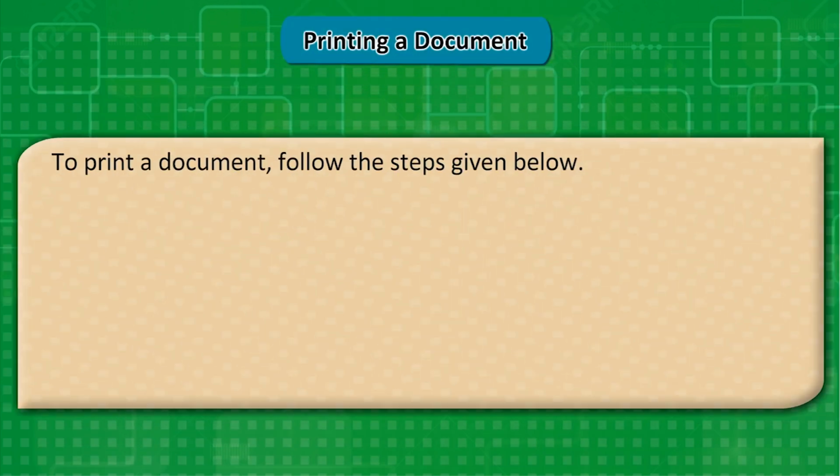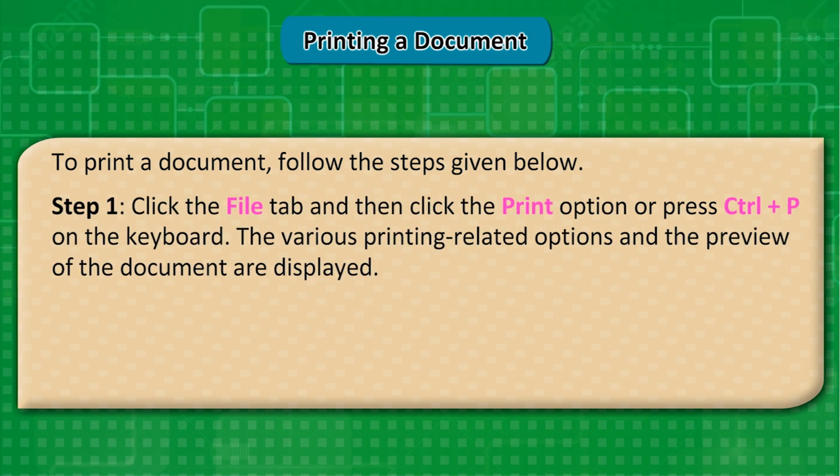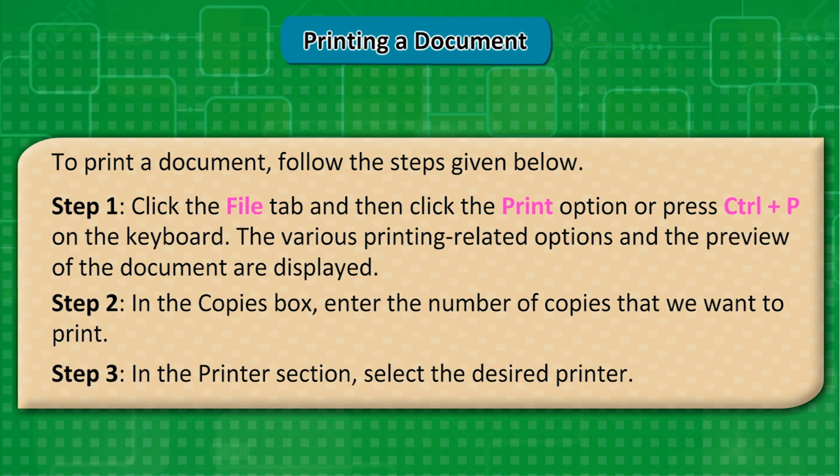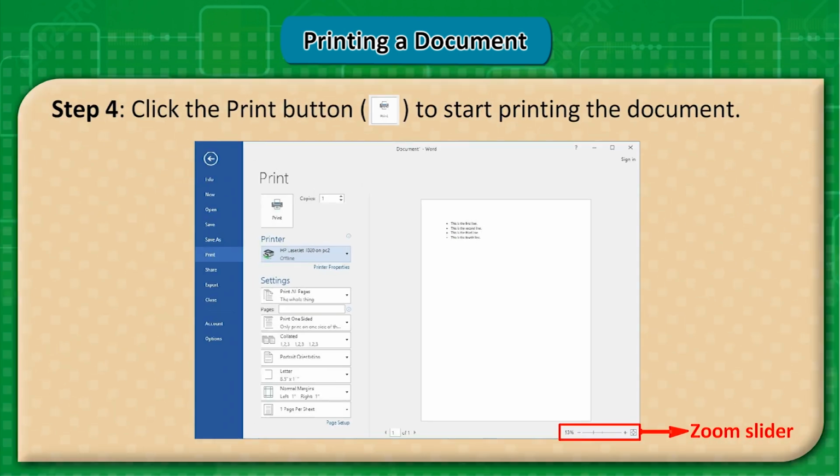Printing a document. To print a document, follow the steps given below. Step 1. Click the File tab and then click the Print option or press Ctrl+P on the keyboard. The various printing-related options and the preview of the document are displayed. Step 2. In the Copies box, enter the number of copies that we want to print. Step 3. In the Printer section, select the desired printer. Step 4. Click the Print button to start printing the document.